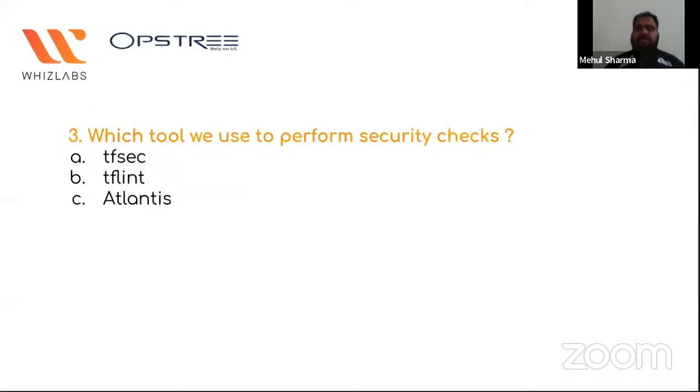So the next one is, which tool do we use to perform security checks? As the name explains, that is TFSec. TFLint we use for linting, and Atlantis is a tool that we use for the CD process.